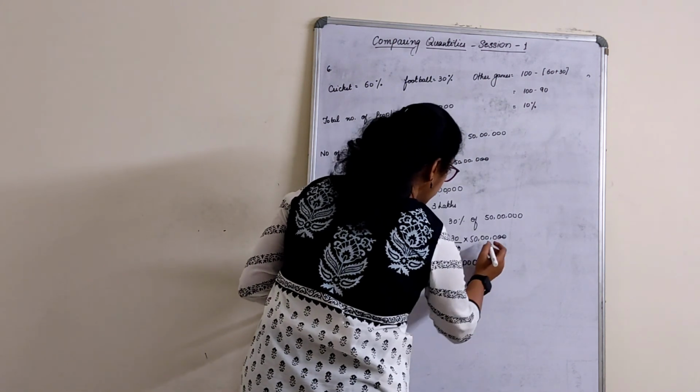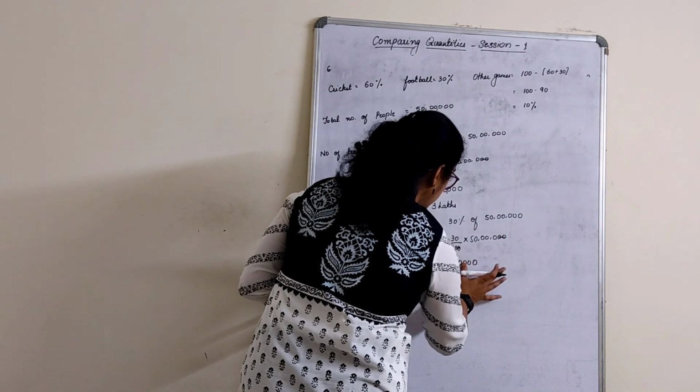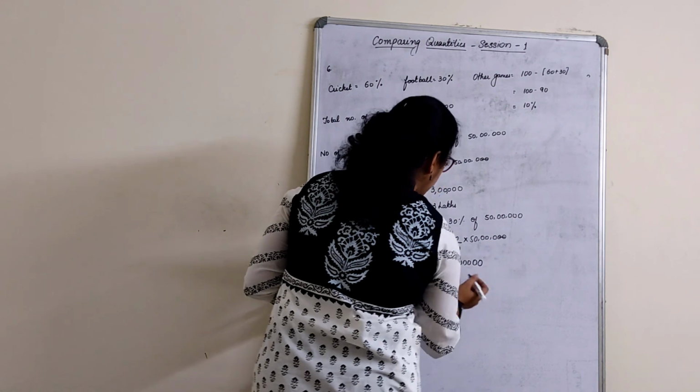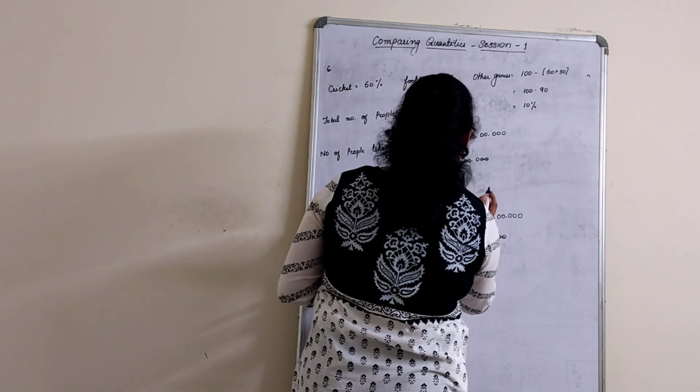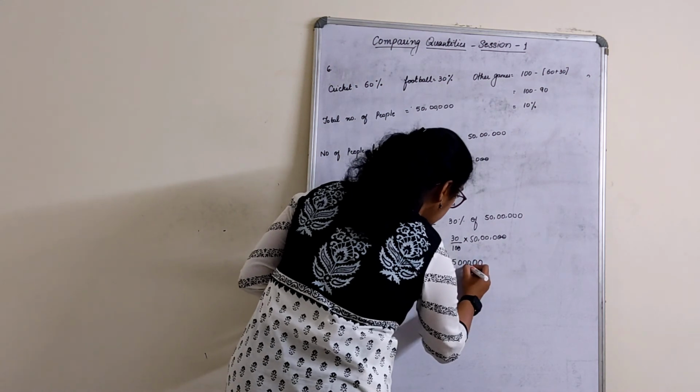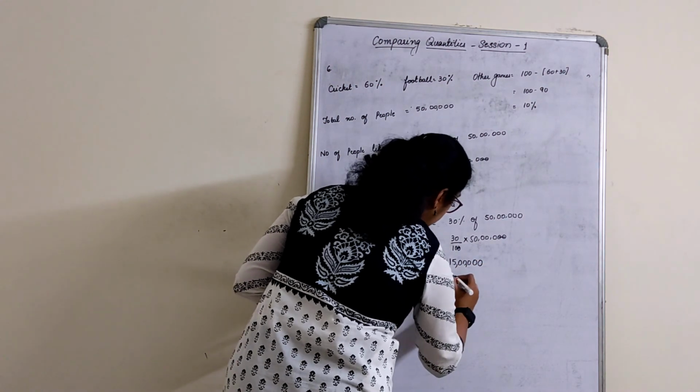1, 2, 3, 4. Yeah, that's right. No, I went wrong with the zeros. So 1, 2, 3, 4. Yeah, here I'm correct with the zeros. 1, 2, 3, 4, 5. So 15 lakhs.